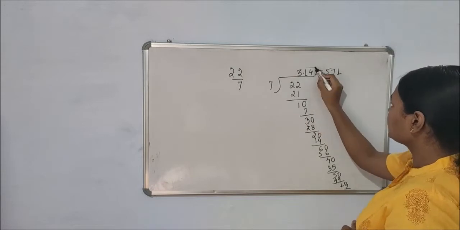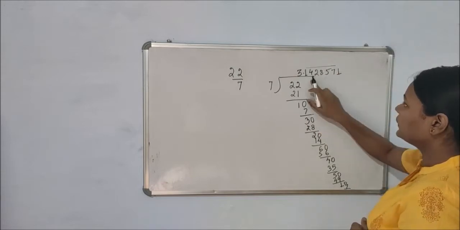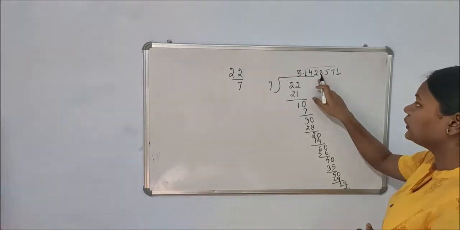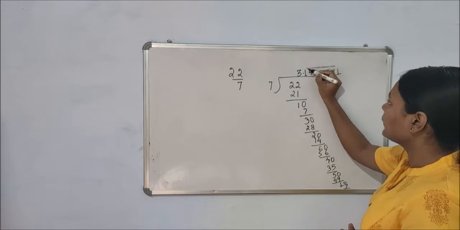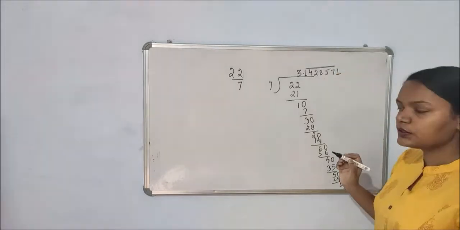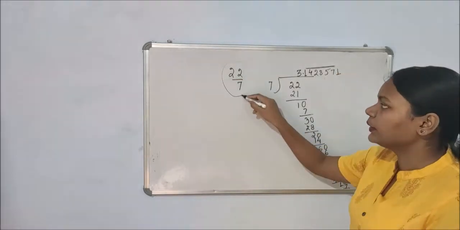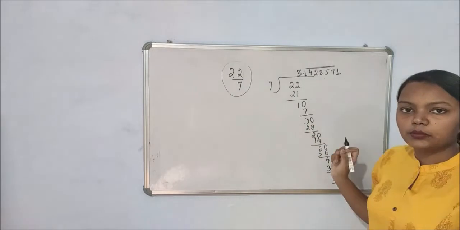So this whole part is repeated. After this 1, 4 will occur, 2, 3 and so on. That means this whole part is the repeating part. So therefore I can say that 22/7 is a rational number.